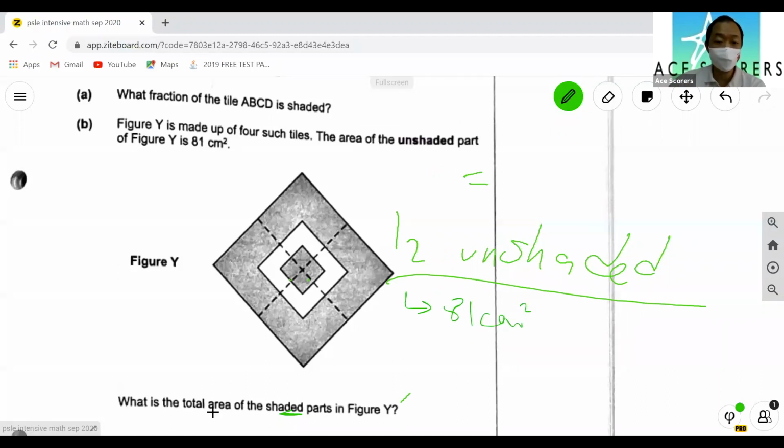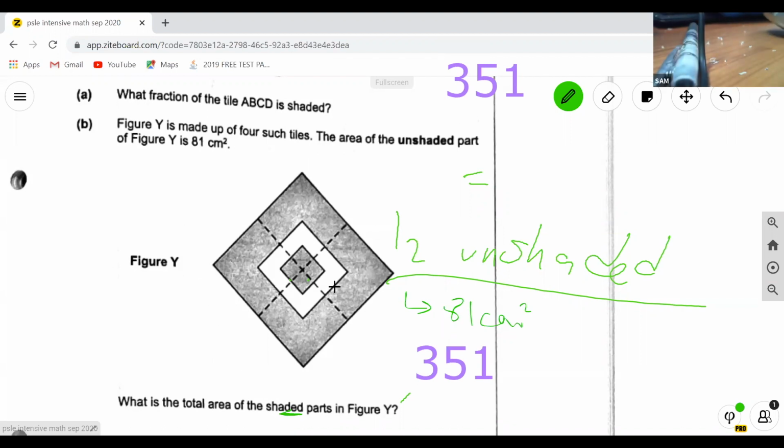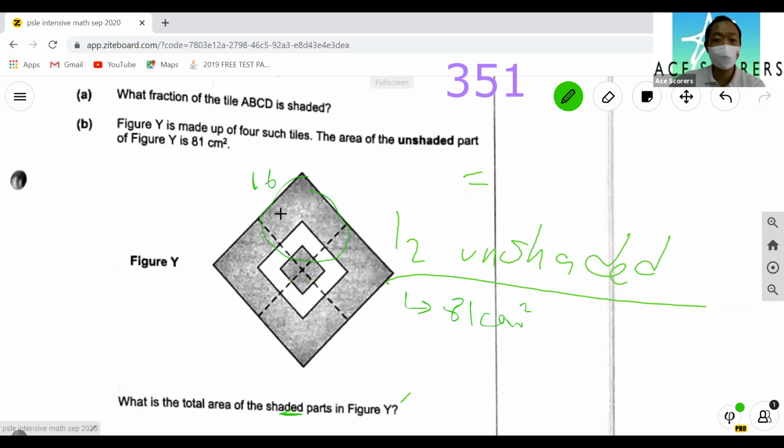They want to find the total shaded, but I know that here there are a total of how many small blocks. Each one of these has 16. So all together, there are 64. Out of 16, only 13 are shaded. So altogether, how many are shaded? We take 13 times 4.